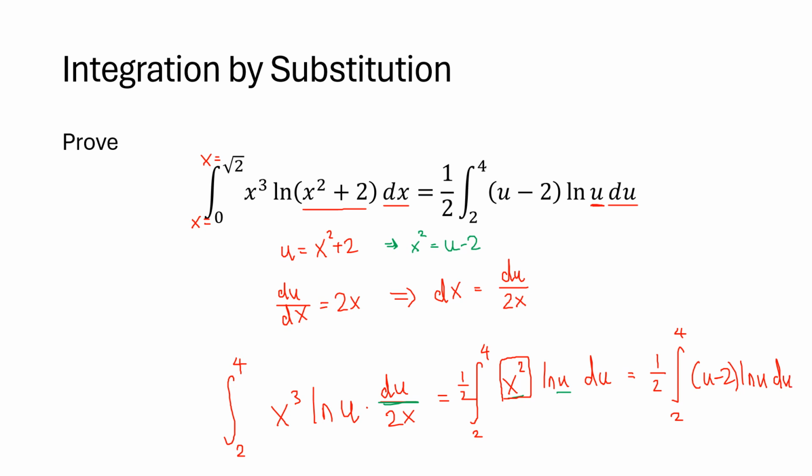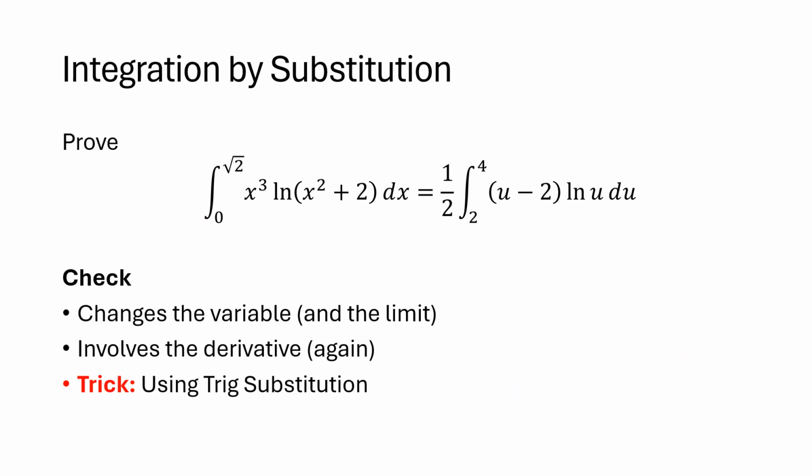And we see that this expression is precisely what we required, and therefore we are done. Let's summarize what we just did. When we use substitution, we are changing the variables from x to say u. And when we do that, we must make sure all of the function is in the new variable u, and also the limit should change from x values to the u values correspondingly.